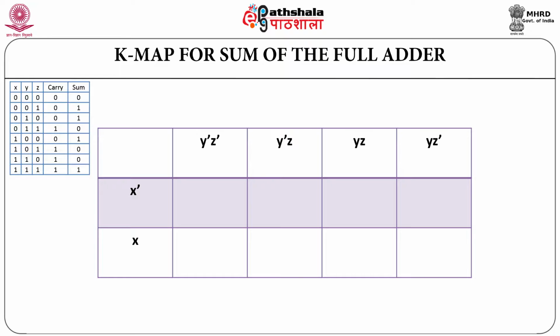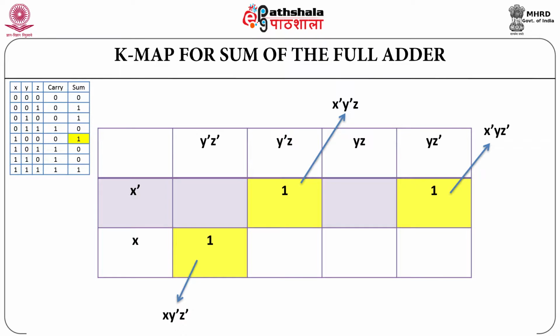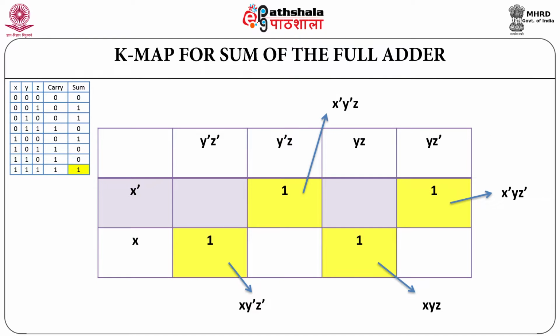So, if you look at the truth table for the full adder, you will find 1 in a block corresponding to x dash, y dash and z. So, it is filled up with 1. The next block where you find 1 is x dash y z dash. Correspondingly, it is filled with 1. If you just go ahead, you will find 1 at the place where it is x, y dash and z dash. So, 1 is filled up there. The last one remaining is filled up at the place where x is equal to 1, y is equal to 1 and z is equal to 1.